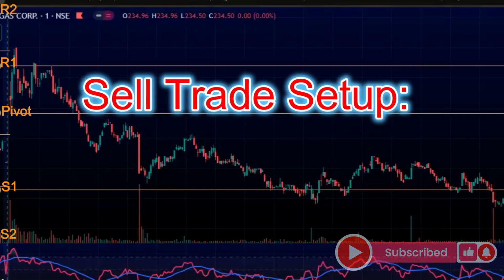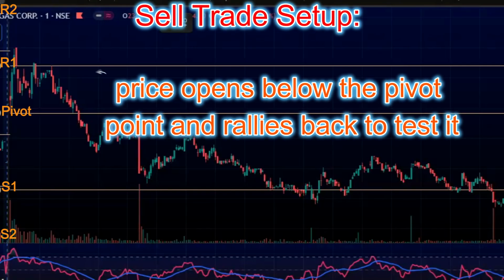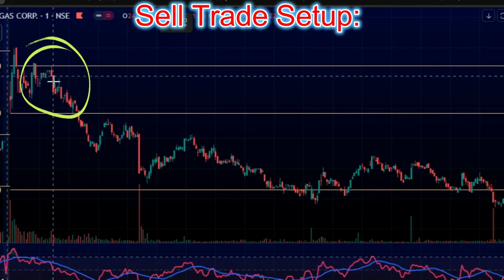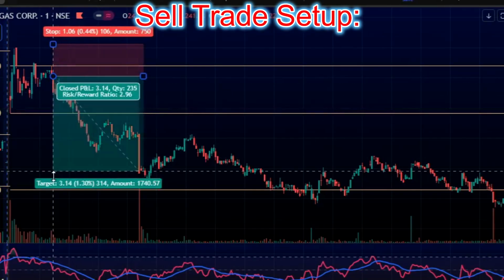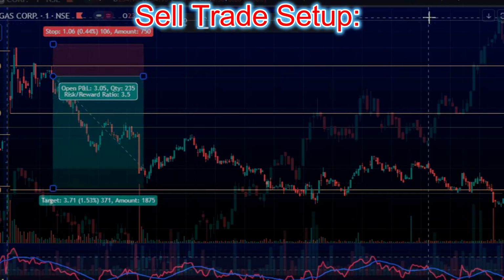Sell trade setup. If the price opens below the pivot point and rallies back to test it, watch for a bearish reversal near the pivot or R1. Enter short once price starts to reject resistance. Place your stop loss just above R1. Set take profit at S1 or S2.